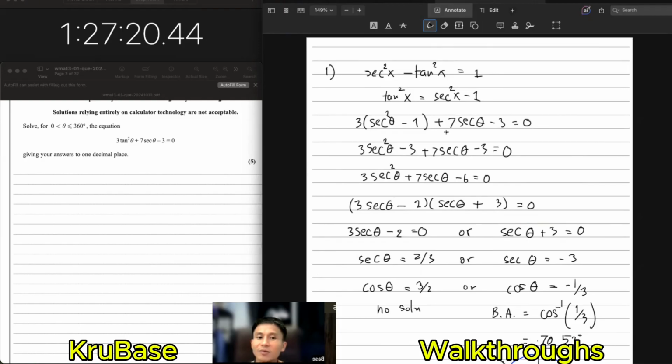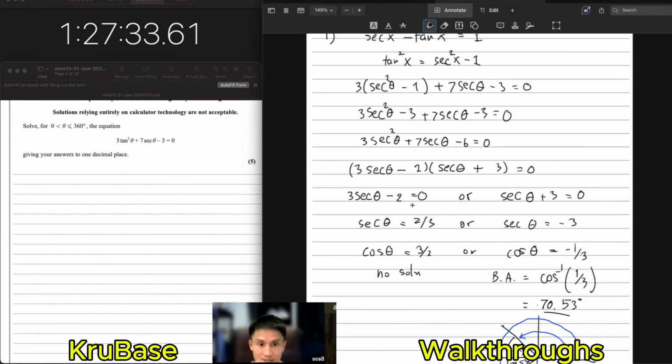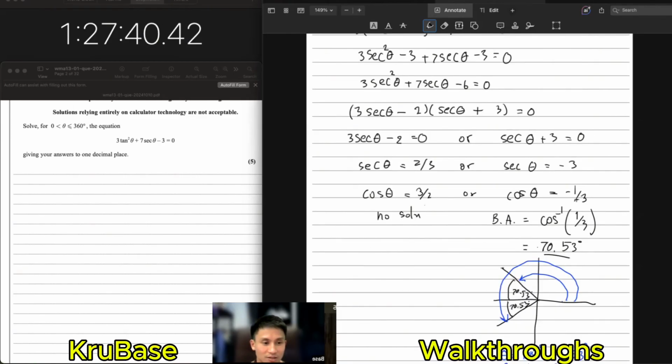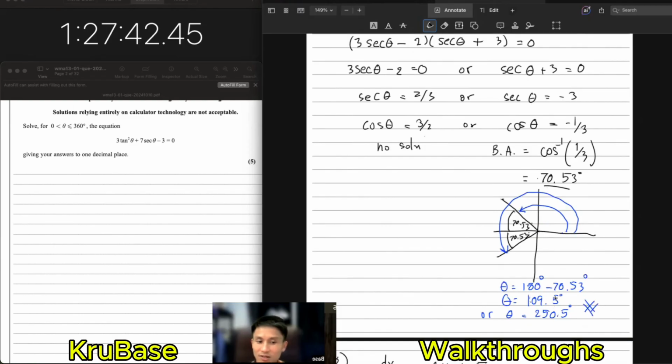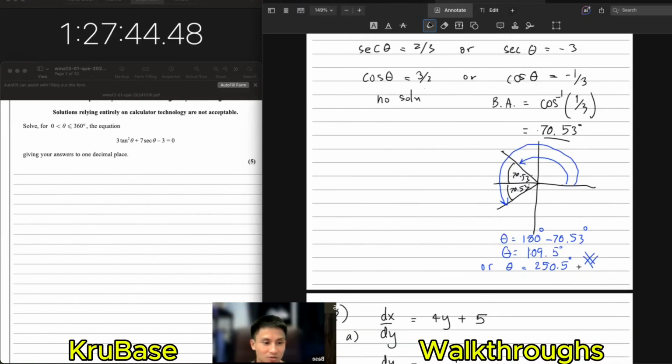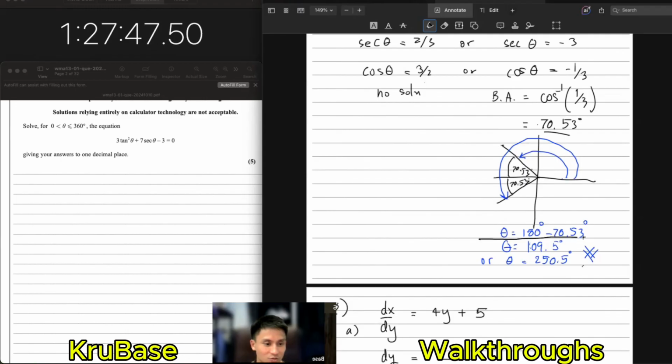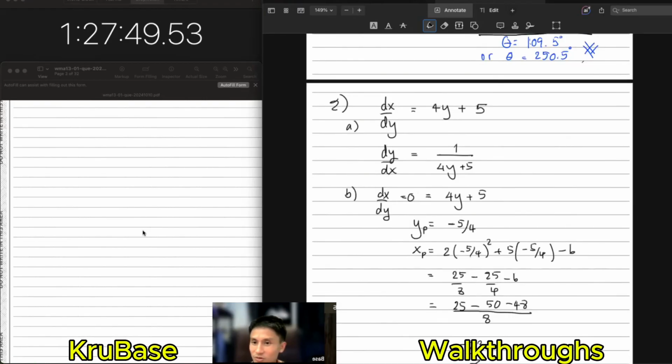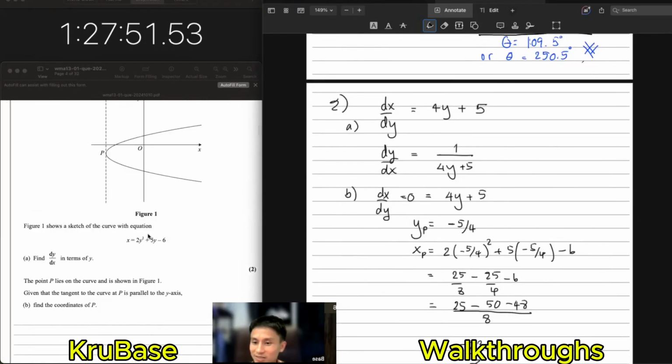And then substituting tan squared as sec squared minus 1, and then expanding that all out, I get that. Factorizing, I get that. But the cos of 3 over 2 doesn't have any solution, so I'm just paying attention to that only. Answer in degrees, 1 decimal place. So this should be fine. So this is the answer there. Number 2, I've got 2 minutes to double check.